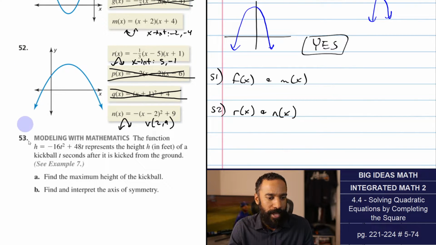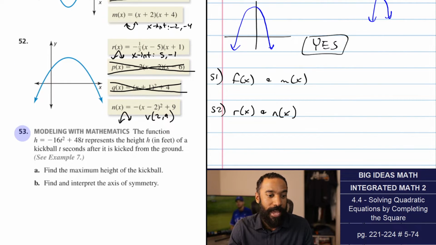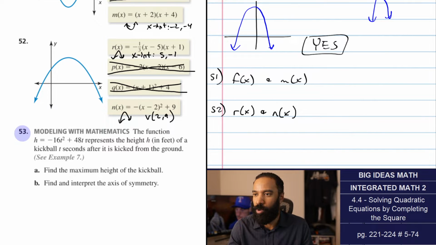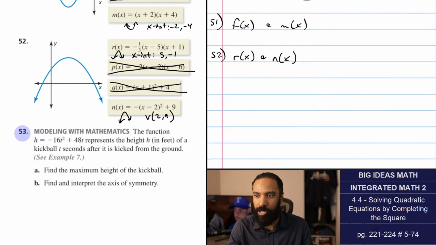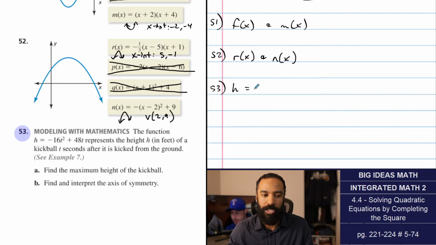All right, number 53. The function h of t equals -16t squared plus 48t represents the height h in feet of a kickball t seconds after it's kicked from the ground. So ground level means there's no initial height. Makes sense that there's no constant value. So h equals -16t squared plus 48t.